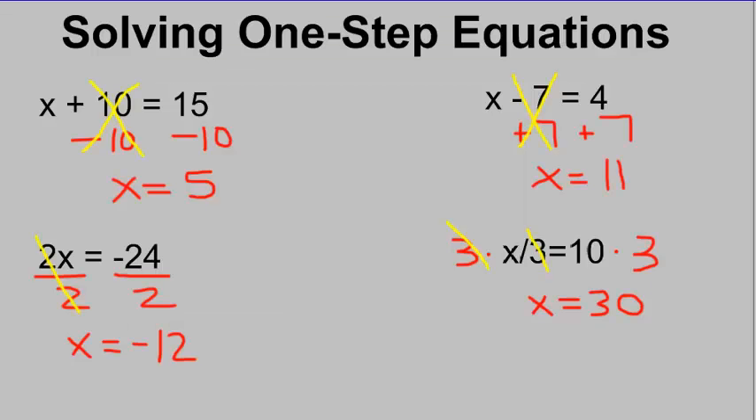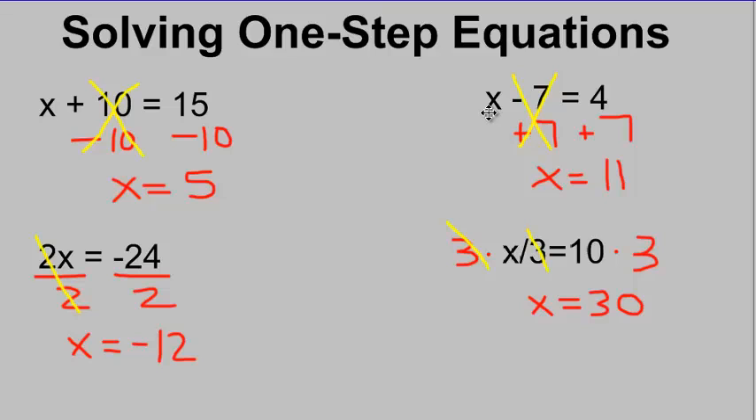Let's start by looking at simple one-step equations. If you look in the upper left-hand corner of your screen, you'll see we have the equation x plus 10 equals 15. To undo the adding 10 and get x by itself, we have to do the opposite, or the inverse operation. So we subtract 10 from both sides, because if we do it to one side, we must do it to the other, to get x equals 5.